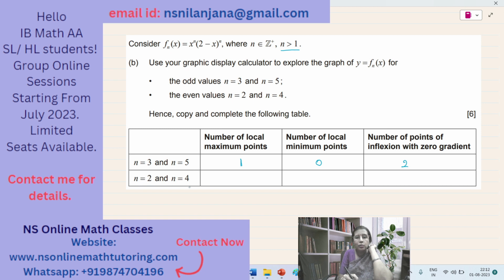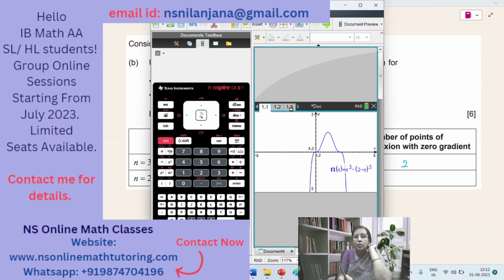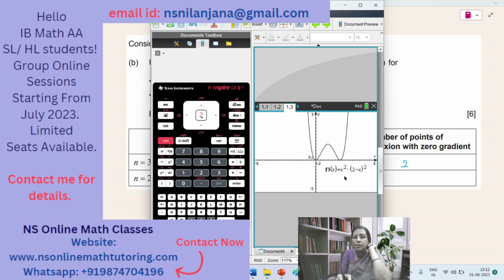And for n equal to 2 and n equal to 4, number of local maximum points. This is n equal to 2. The local maximum is this one, 1.